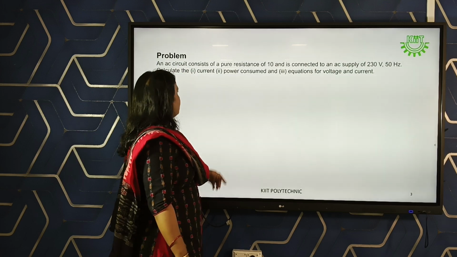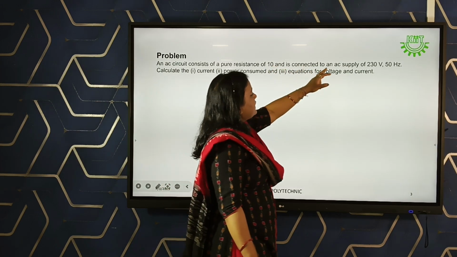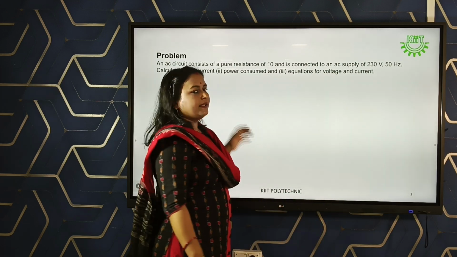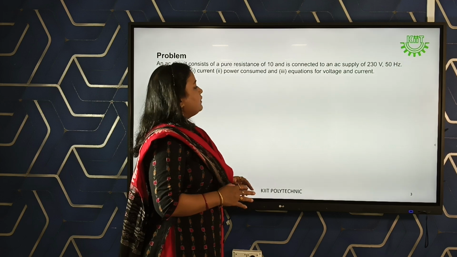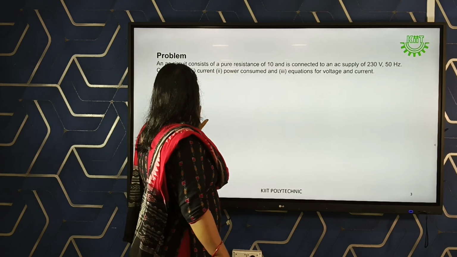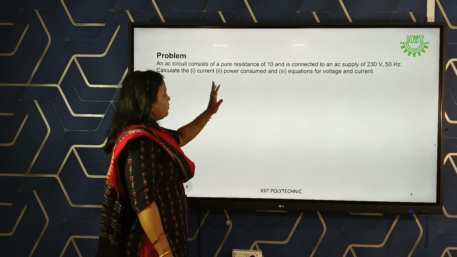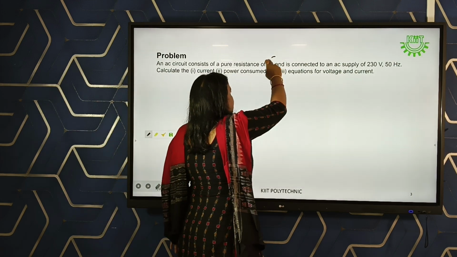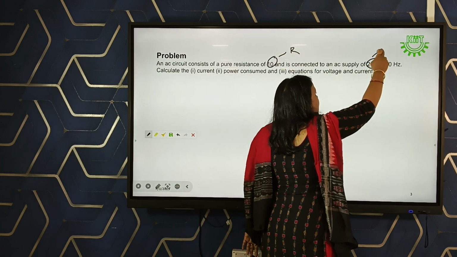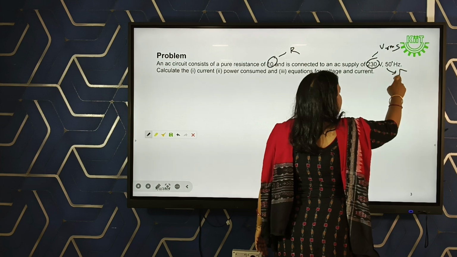We are taking an AC circuit consisting of a pure resistance whose value is 10 ohm, connected to a supply of 230 volt, 50 hertz. We have to calculate the current and power, and write the equations for voltage as well as current. Before going for the problem, students, always remember to see in the problem what the given data is. This 10 ohm is the resistor value, and this 230 volt is the RMS value of voltage. Don't take it as the maximum value. And this one is your frequency.